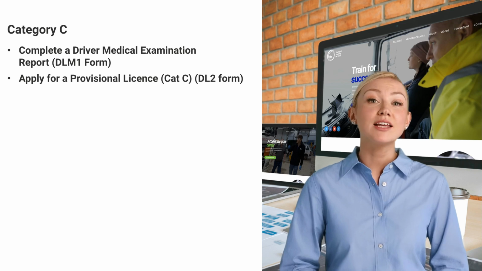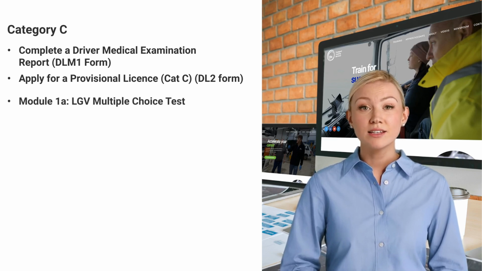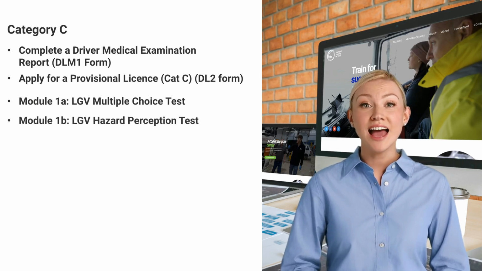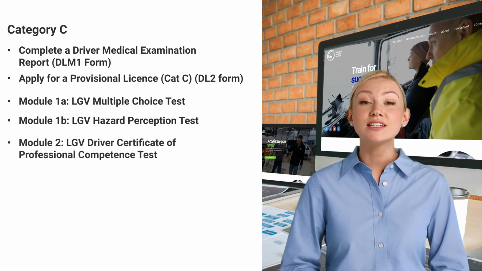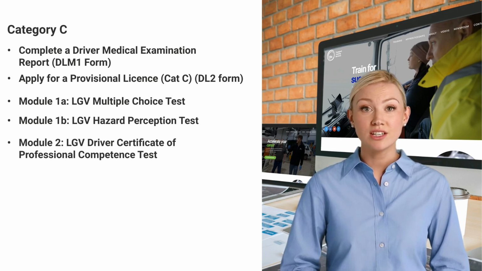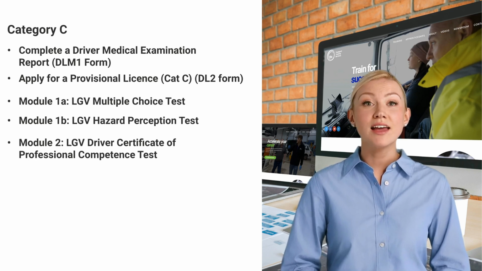Before completing the practical driver training for a Category C license, formerly known as Class 2, you must also complete Module 1A, the multiple choice test. Module 1B, this is the hazard perception test. And Module 2, this is the driver CPC case study. This is only required if you wish to drive professionally. When you have achieved all of these prerequisites, only then can you complete the practical driver training.